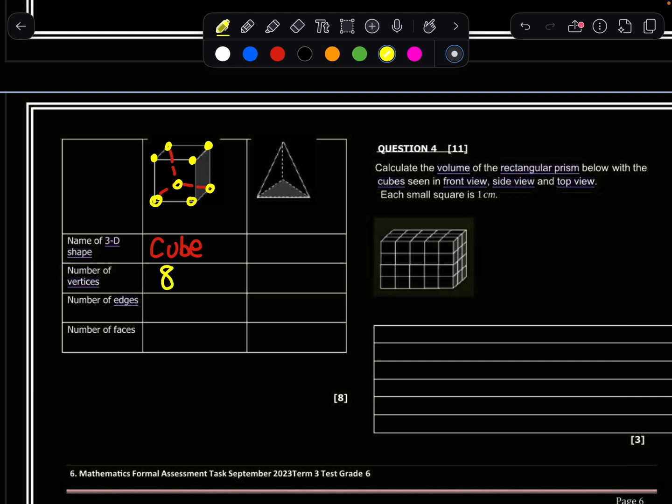How many edges does it have? So it's 1, 2, 3, 4. 1, 2, 3, 4. 1, 2, 3, 4. So that is 12 edges.